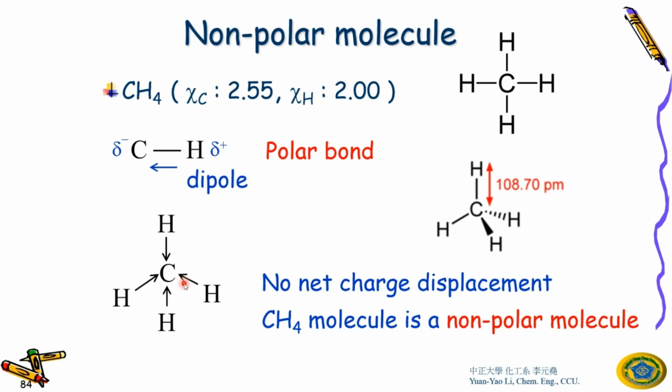Compared to hydrogen fluoride or hydrogen chloride, the molecule has a dipole. It has a polar bond, and it is also a polar molecule. But in the case of methane, methane has polar bonds, has a dipole, but it's not a polar molecule. We call it a non-polar molecule.